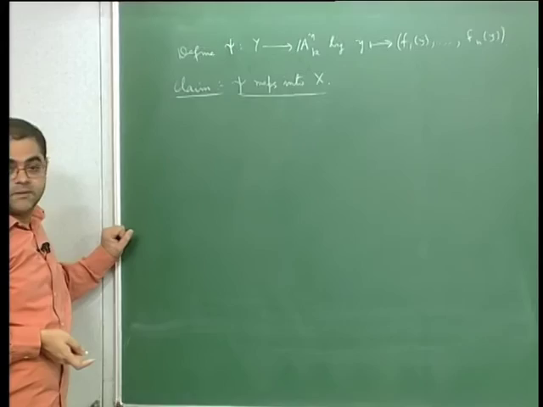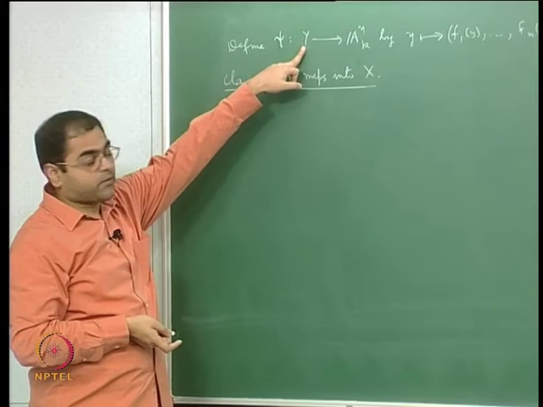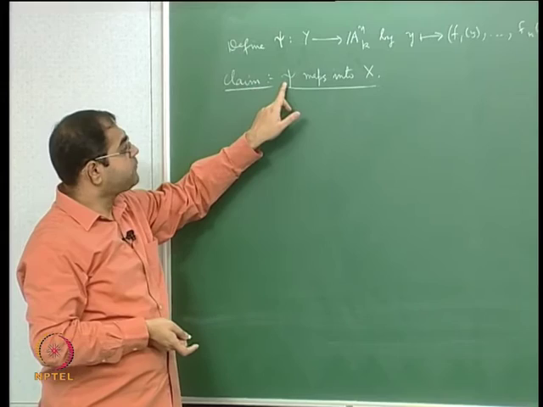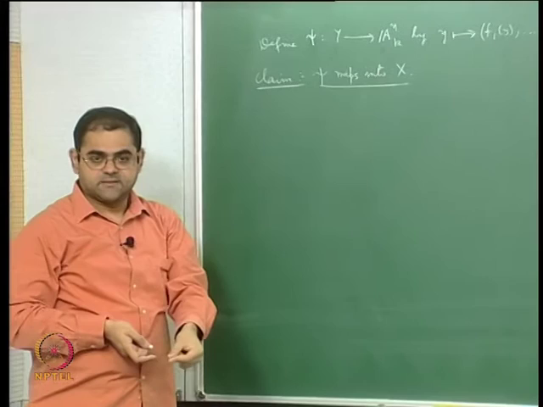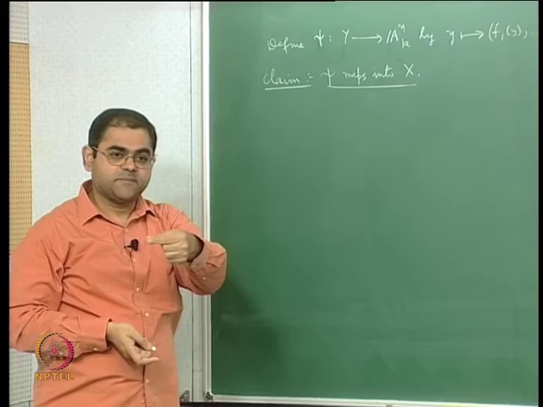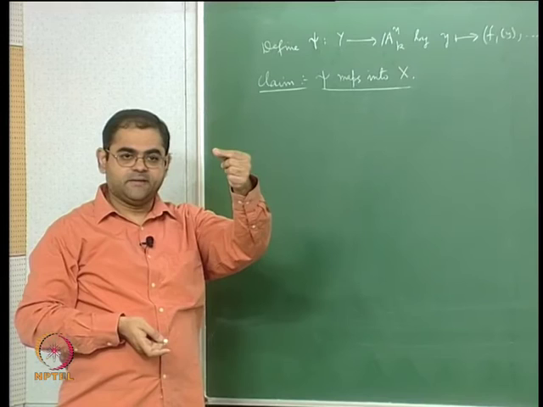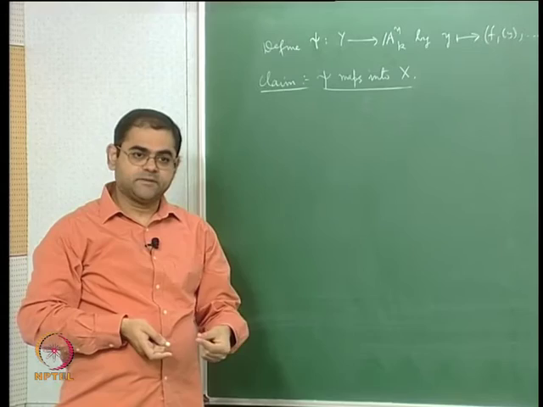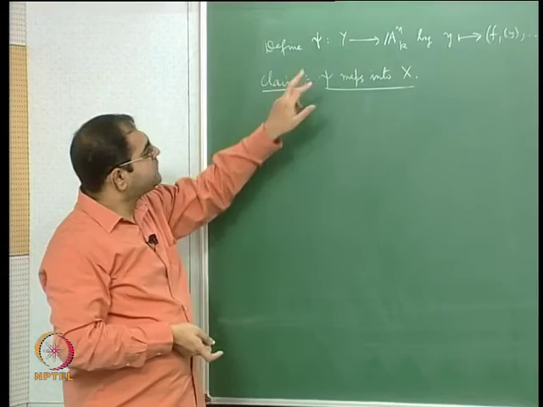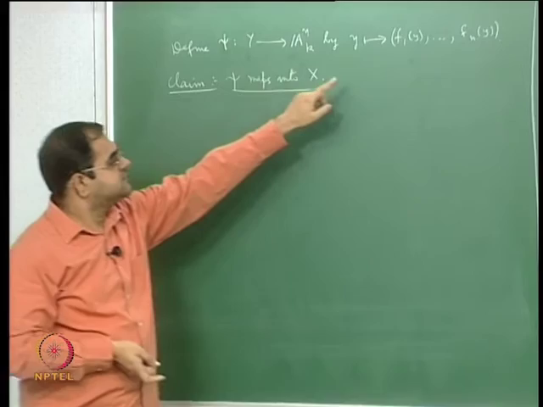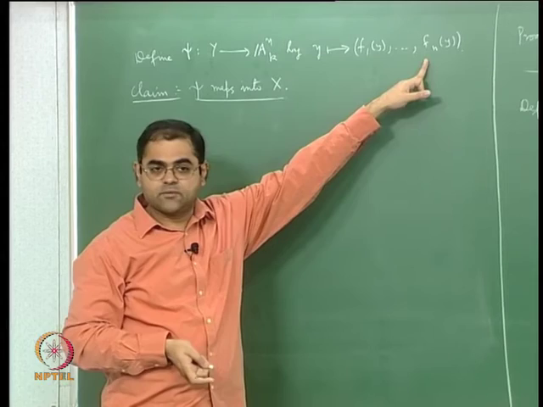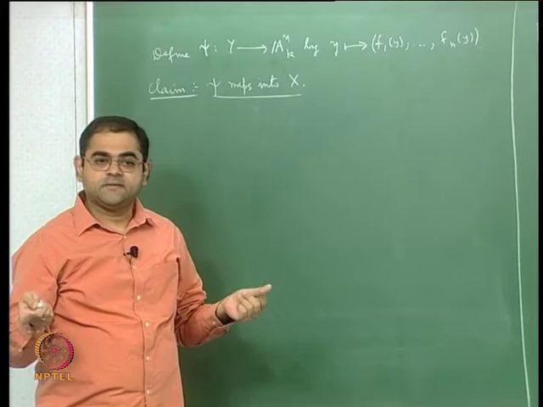How does one verify this? You have to show that given a point small y of capital Y, the corresponding point psi of small y is a point of An which actually lies in X. But how do you show a point of affine space lies in an irreducible closed subset? You will just have to show that it is a common zero of the ideal of that closed subset. So I take a point small y in capital Y, take its image under psi, and then verify that the point with these coordinates satisfies every polynomial in the ideal of X. That's what I'll have to do.